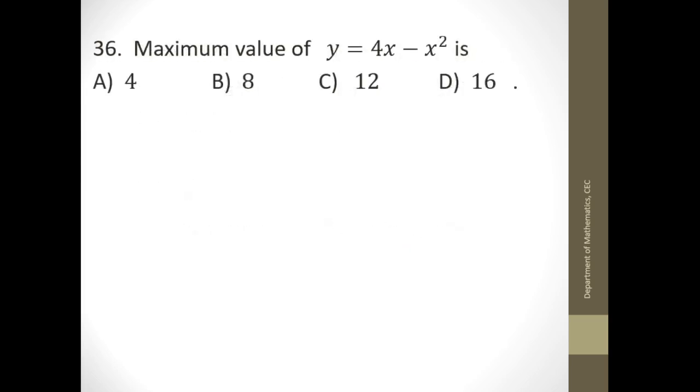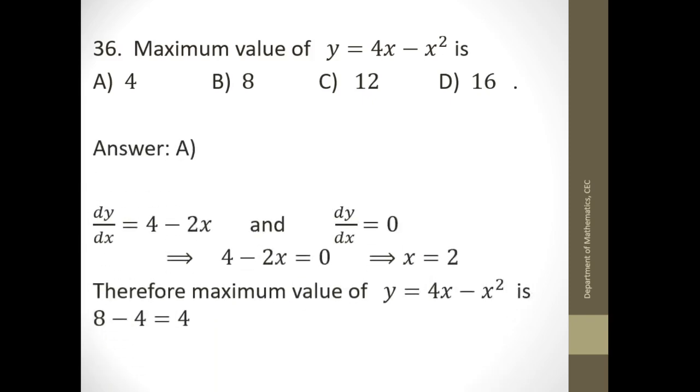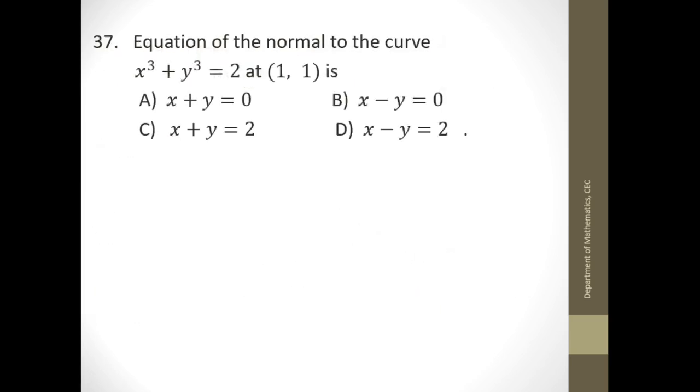Maximum value of y. So, derivative of y is 4 minus 2x, or 2x equal to 4, x equal to 2. At x equal to 2, you get maximum value. Substitute x equal to 2. So, 8 minus 2 square is 4. Answer is 4.